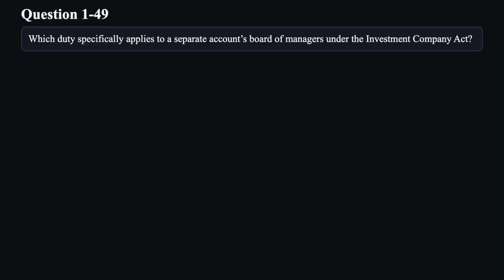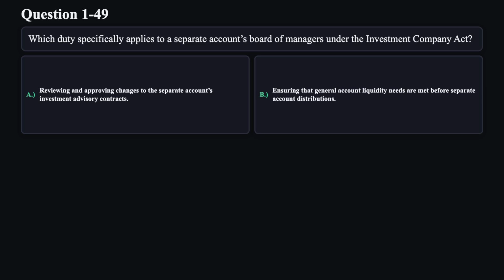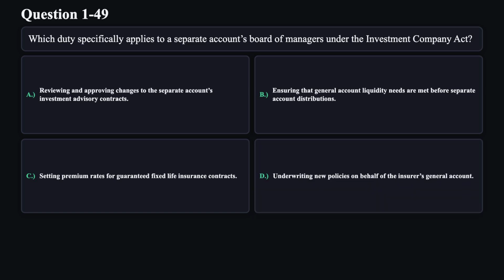Question 49. Which duty specifically applies to a separate account's board of managers under the Investment Company Act? A. Reviewing and approving changes to the separate account's investment advisory contracts. B. Ensuring that general account liquidity needs are met before separate account distributions. C. Setting premium rates for guaranteed fixed life insurance contracts. D. Underwriting new policies on behalf of the insurer's general account.